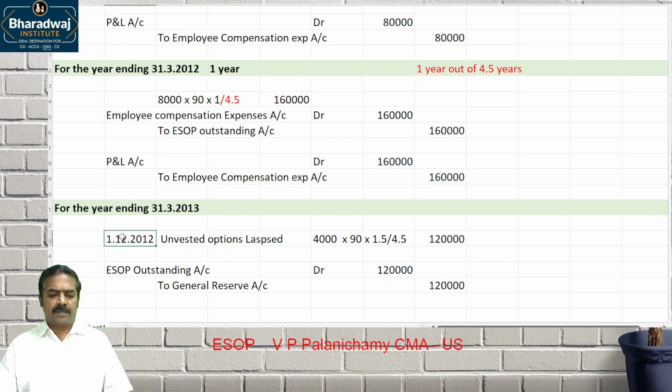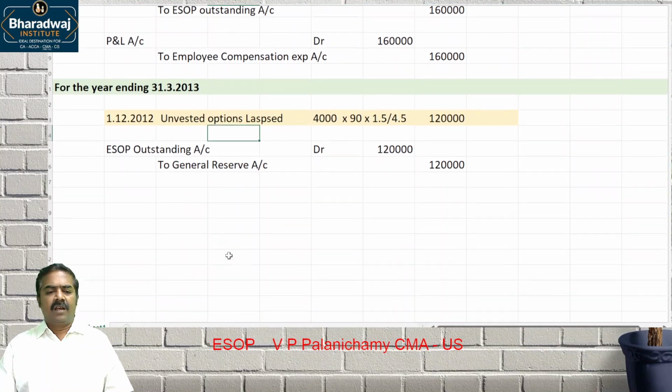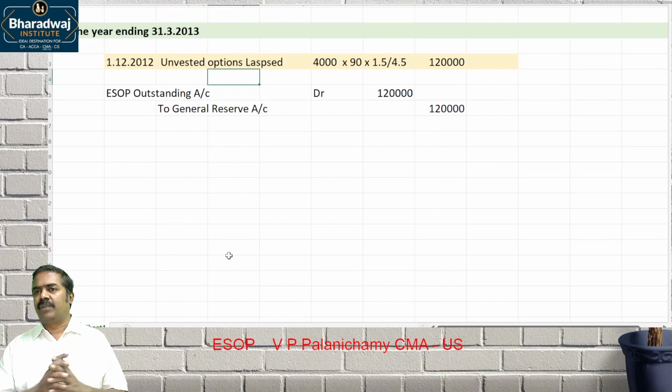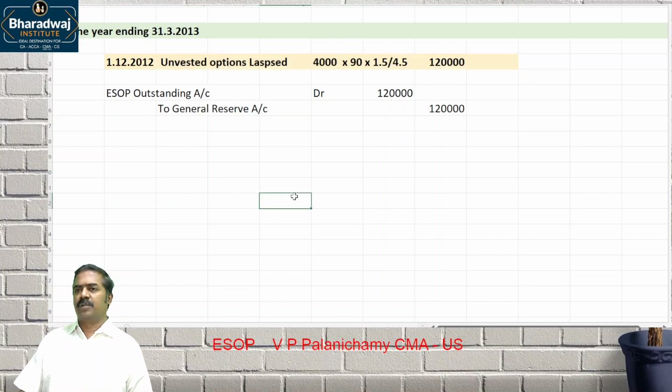Unvested options lapse. Whenever options lapse, or are not exercisable, or the people say they do not want to exercise the option, or they don't fulfill the service condition, etc., you just transfer or cancel to which one? General reserve. You transfer to general reserve.